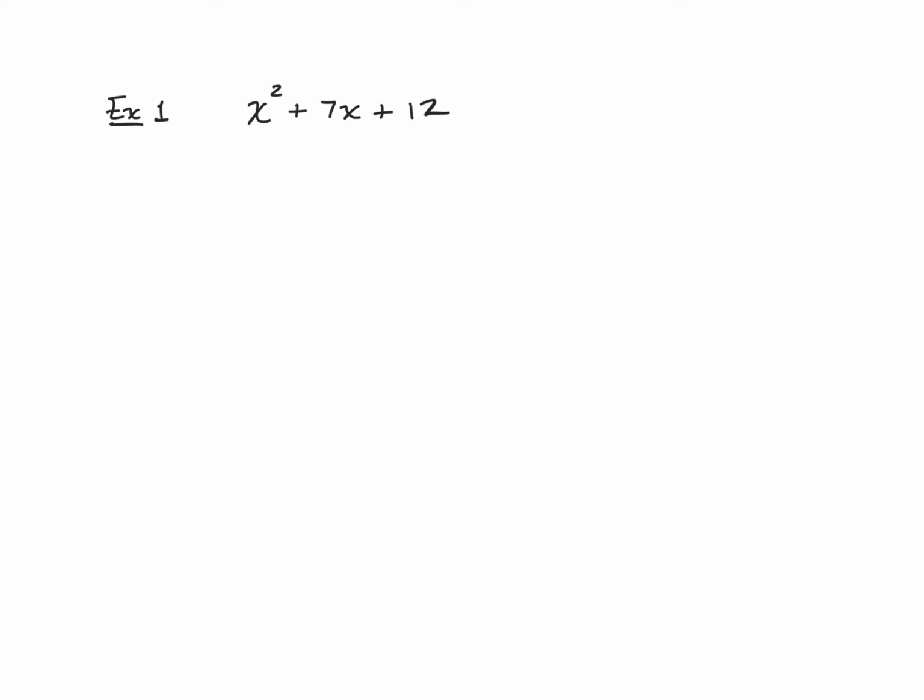Here we have a quadratic: x squared plus 7x plus 12. In this example, it has a leading coefficient of 1. What it means to have a leading coefficient of 1 is that the number in front of the x squared is a 1. The reason that's important is that when you go to factor this, there's only one way to make x squared, and that's x times x.